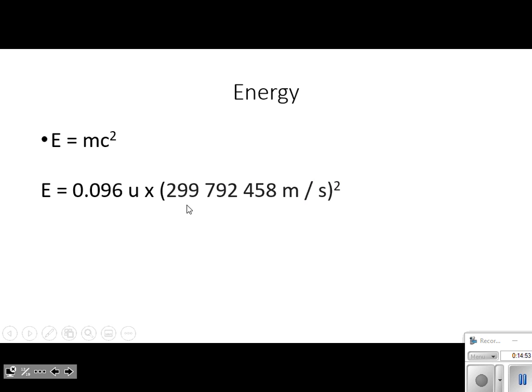299,792,458 meters per second. And I square that value. When I do all that math, it gives me energy of 8.6 times 10 to the 15 joules. So even though there's a teensy bit of mass, there's a heck of a lot of energy. Okay? That's going to come into play later on when we talk about nuclear energy.